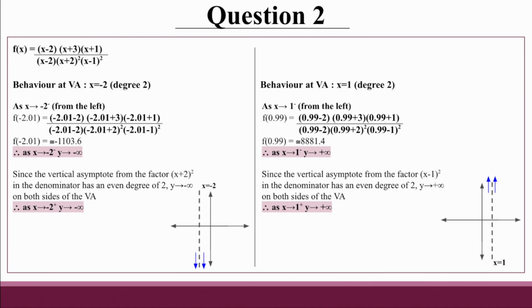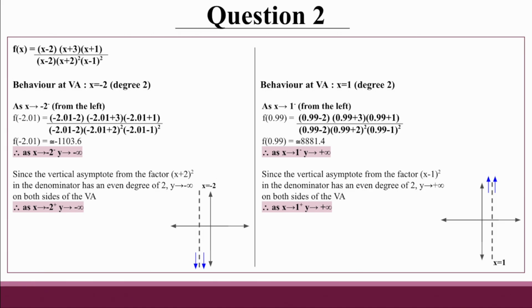F of negative 2.01 is approximately negative 1103. This is a negative number indicating that as x approaches negative 2 from the left, y approaches negative infinity. Since this vertical asymptote from the factor x plus 2 squared has an even degree of 2, y approaches negative infinity on both sides of the vertical asymptote x equals negative 2.